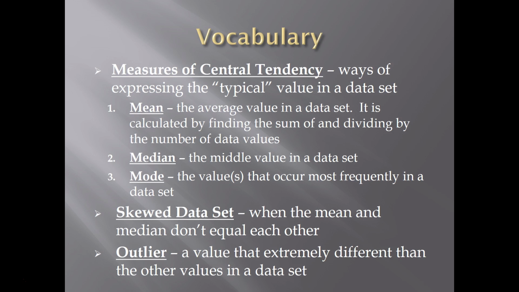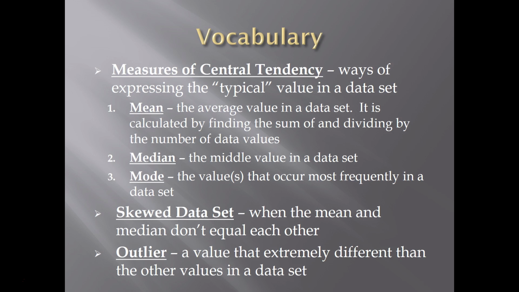Now there are three main measures of central tendency, and you all have learned about these for years, probably starting way back in elementary school. They're the mean, the median, and the mode. So we're going to start this easy. You've learned about mean, median, and mode before, so let's get the first one out of the way. The mean is the average.